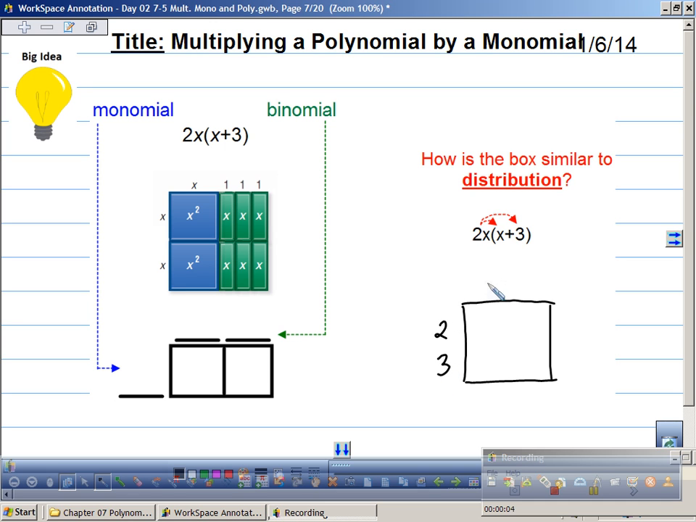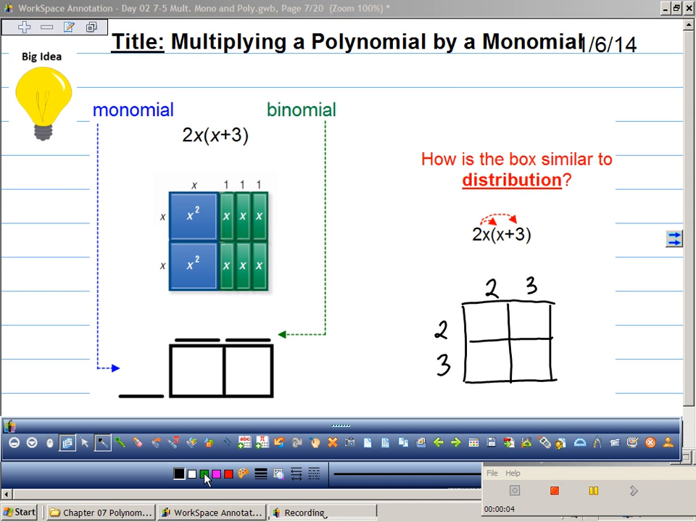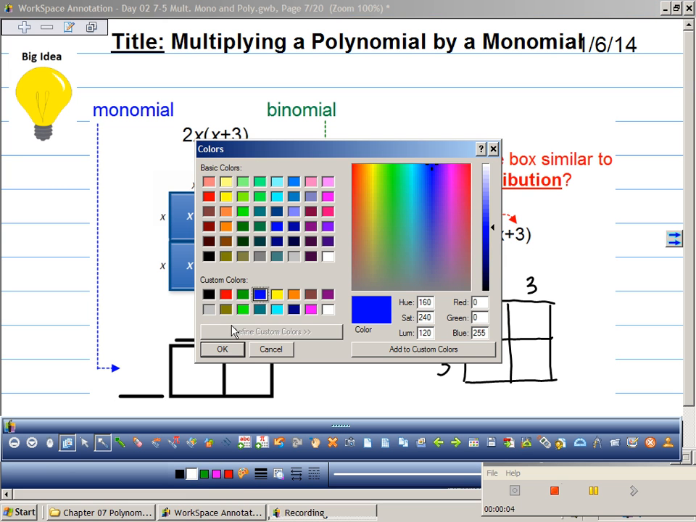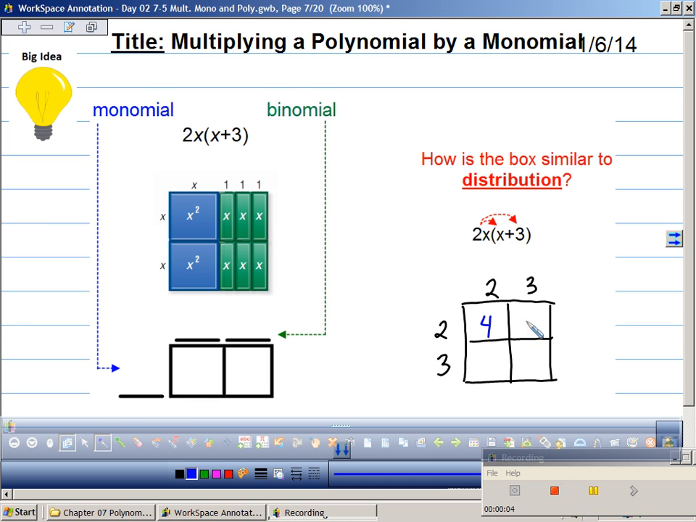2 and a 3 and a 2 and a 3. What would you say would go in that first box? Good, 4. 2 times 2 is 4. What would you say goes in this box? 6. And this box? 9. So you've been working with that for a while, right? Multiplication chart. We're going to do the same thing only with monomials and polynomials today.